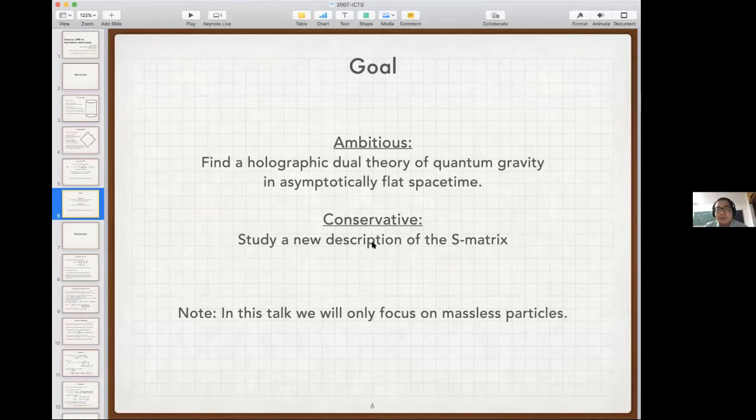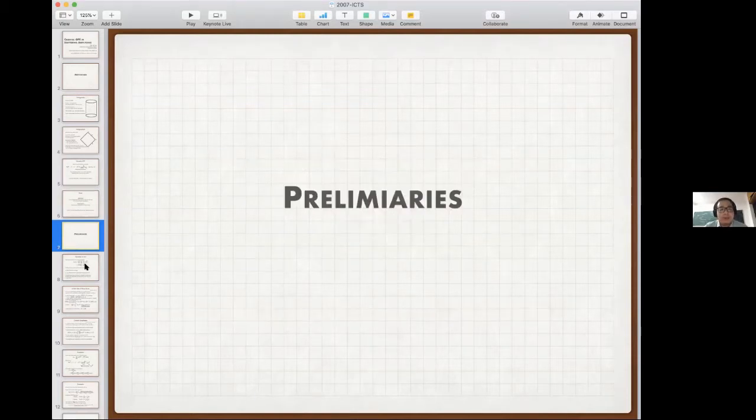So, a little bit more conservatively, we could also just try to answer whether we could look for some new description just for the S matrix, or whatever kind of S matrix you're interested in, in a certain field theory model. Just look for a dual description. And this is the kind of attitude I'm going to take in this talk. Here I would like to mention that in this talk, I'm going to focus only on massless particles. It should also be very interesting to check massive particles, but that is not what I'm going to cover here. So let me first give you a little bit of preliminary information.